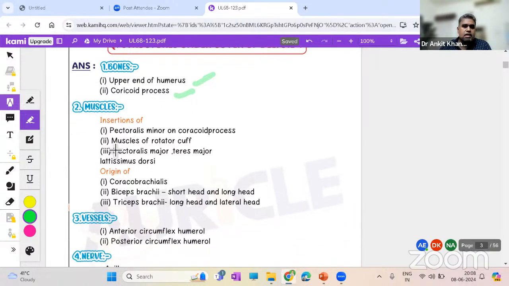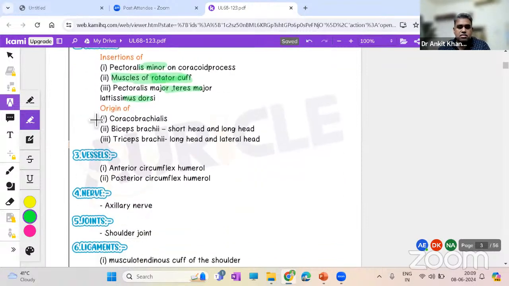Then muscles: you have all the muscles of the rotator cuff, pectoralis minor also, and a part of pectoralis major, teres major, as well as parts of latissimus dorsi. Because deltoid is not just present laterally, it is present anteriorly as well, and posteriorly as well. So some parts of pectoralis major, teres major and latissimus dorsi will be under cover, but mainly it is the muscles of the rotator cuff which are under the cover of the deltoid muscle.